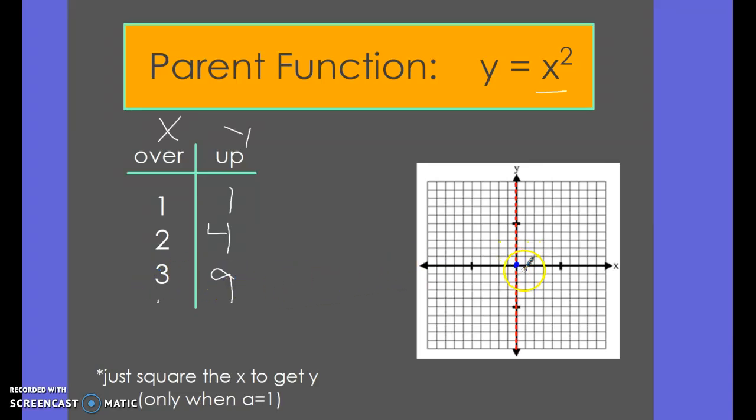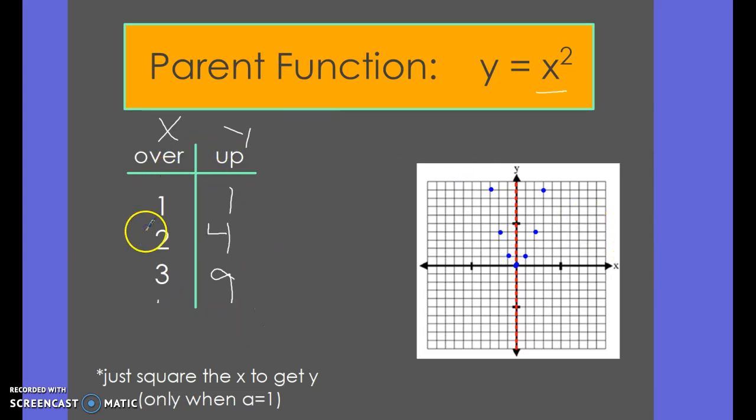So if we go over 1 and up 1, that is our first point. Over 2 and up 4 would be our second point other than the vertex. Over 3 and up 9 would be our third point other than the vertex. And since the quadratic has those symmetrical properties, we can reflect these points across the axis of symmetry. Okay, and we have our parabola.